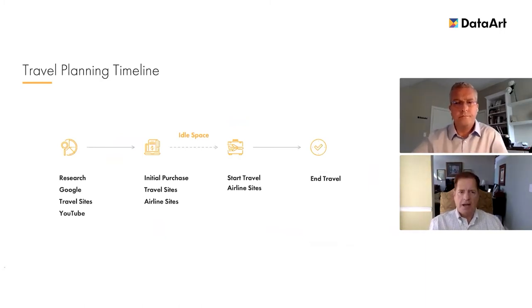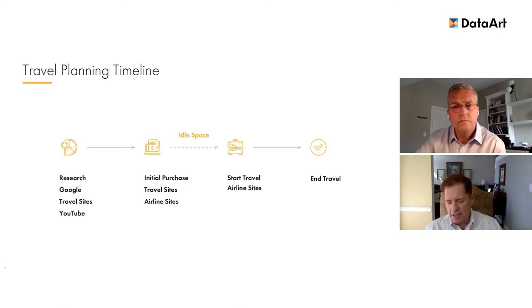So if I think about the travel planning timeline, so usually there's the research, right, where you're at Google, travel sites, YouTube, then the initial purchase, which we just looked at, right, when you're starting to look at it. And for that, you'd be using different travel sites and potentially airline sites. And then after you've selected and booked your travel, you have your travel start date. And so in between there is something that I call the idle space. And that idle space can be anywhere from 2 weeks to a couple of months for that travel to occur.